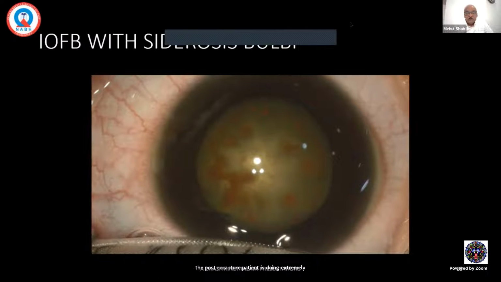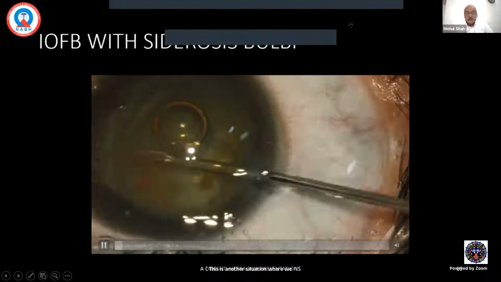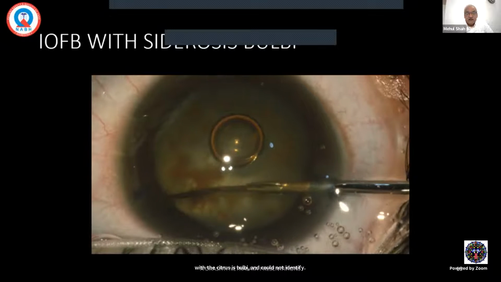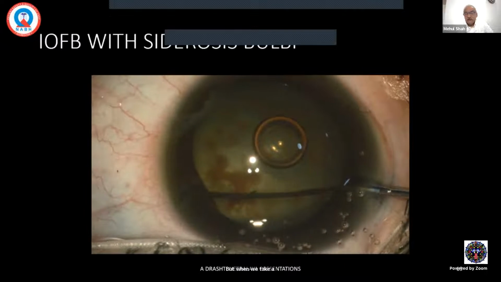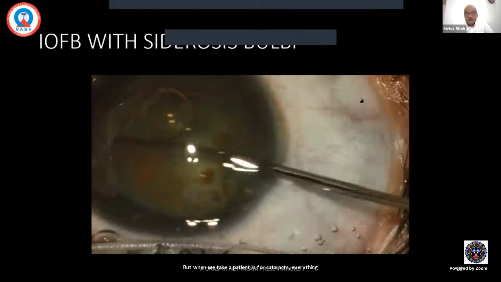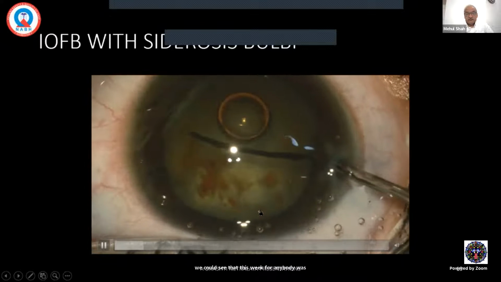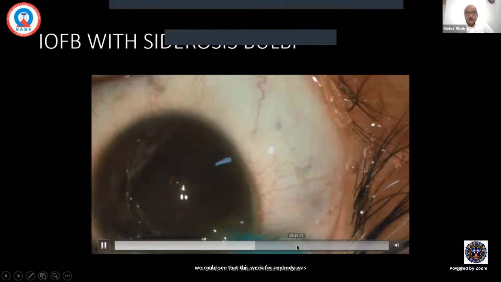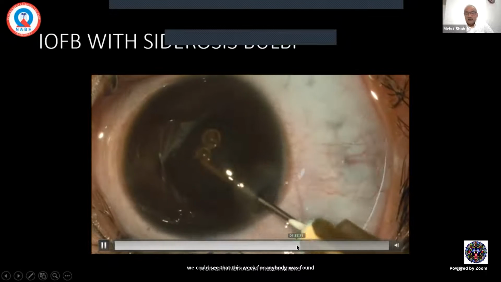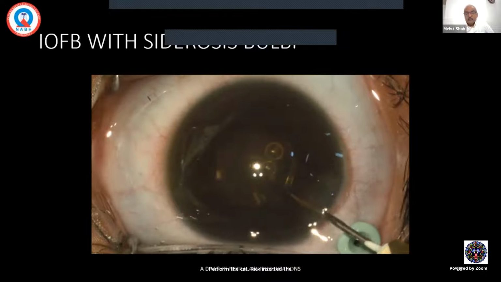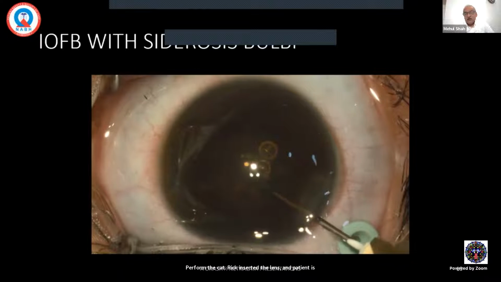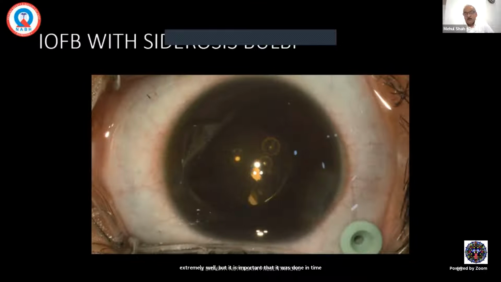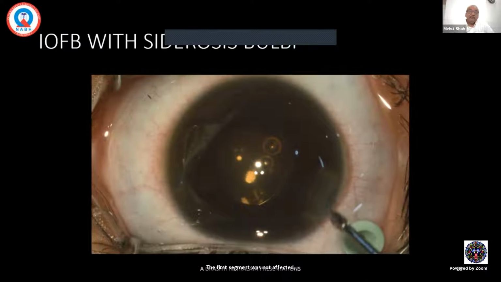This is another situation where we found a patient with phthisis bulbi and could not identify the cause. But when we took the patient in for cataract surgery, we found this big foreign body. We performed the cataract surgery, inserted the lens, and the patient is doing extremely well. It is important that it was done in time. The posterior segment was not affected, secondary glaucoma was not there, so the patient regained vision.